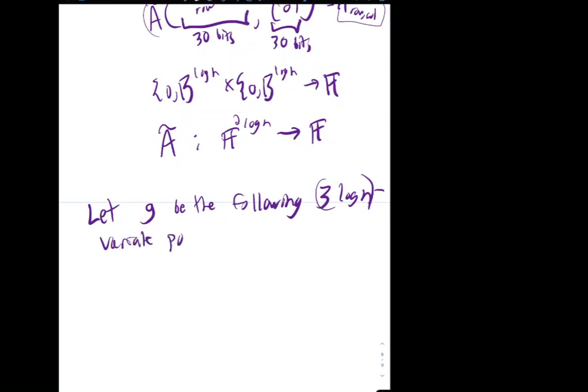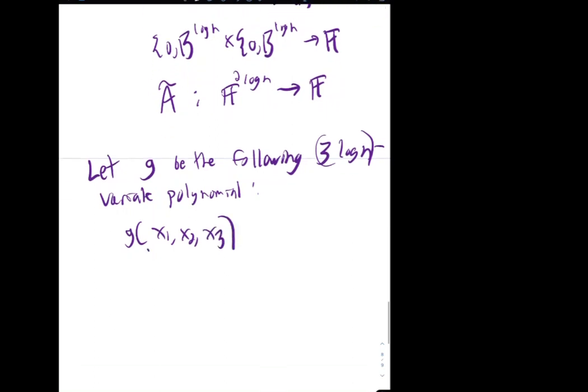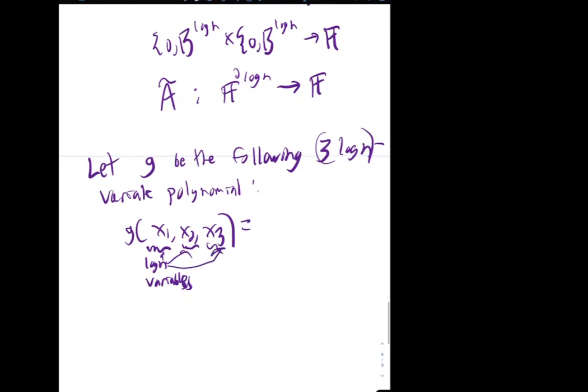And this is where I'm going to bring in x1, x2, x3, but each one I really mean to have log n variables each. So G of x1, x2, x3, and I'll write that out to try to minimize confusion. x1 is log n variables, same with x2 and same with x3. Okay, it is as follows. I'll come down here, write it down here. Sure, I have enough room.